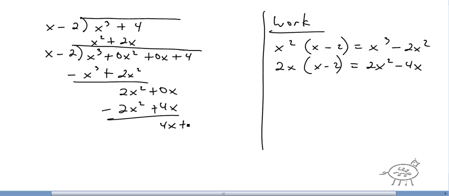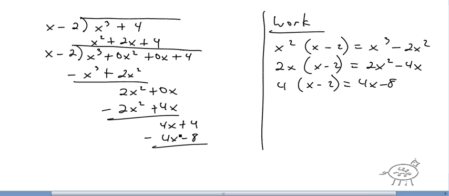Bring down the next term. What times x is 4x? That's 4. So 4 times x minus 2 gives me 4x minus 8. So put a plus 4 here. And we get 4x minus 8. Change the sign. And we get 12. So plus 12 over x minus 2. Okay, so this is your answer.